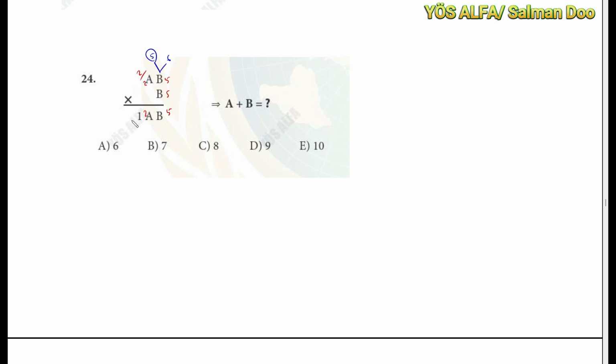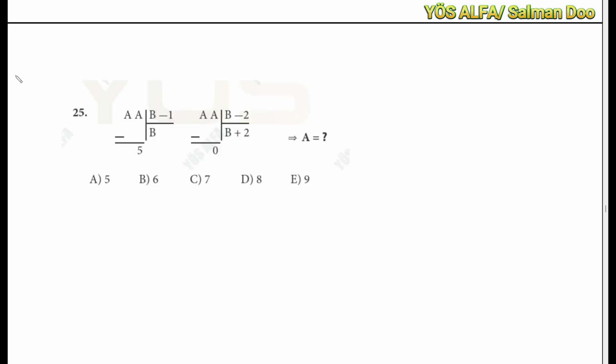Since both A's are equal, we're okay and everything checks out. So our answer is A is equal to 2 and B is equal to 5, 7. If it doesn't check out, then we should continue with 6 in this kind of problem. 25. Let's convert these two expressions, divisions, into the equations.